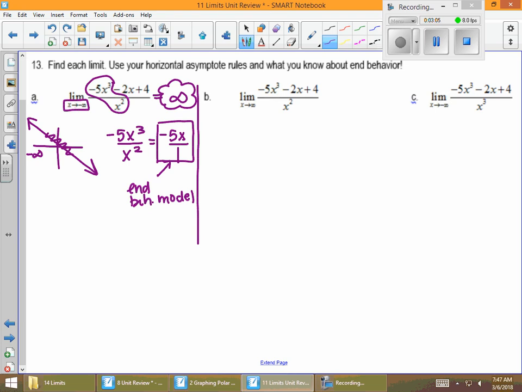All right, we're dealing with that same function at positive infinity for b. So again, we can use that same end behavior model of negative 5x, but now we care about what that looks like at positive infinity. So we know at negative infinity it was going up forever. And since this is a downhill line, at positive infinity, this is going down. So our limit as we approach positive infinity is negative infinity.